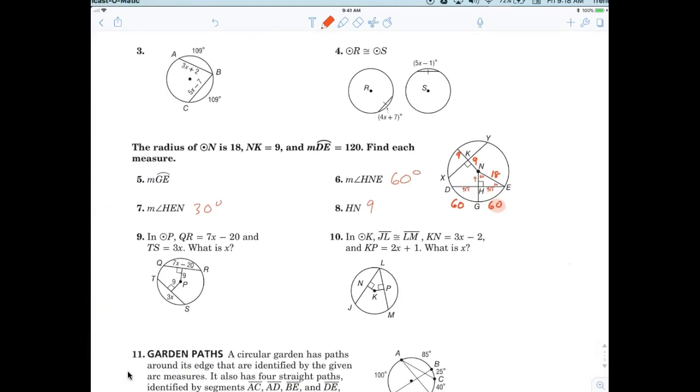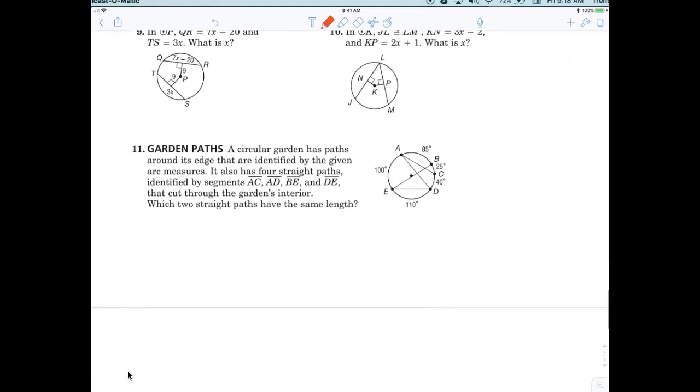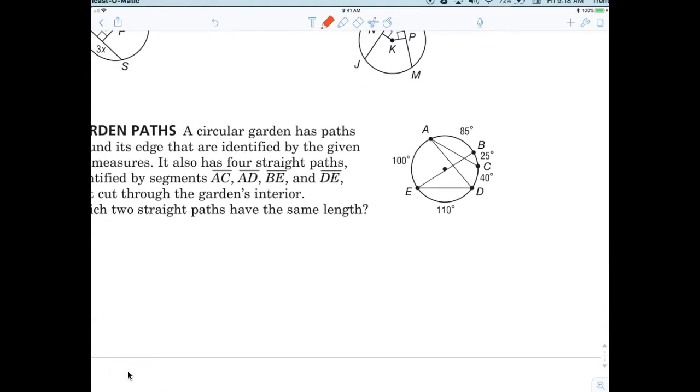Just for 11, just checking. Would it be arc AC and arc EP? Yes. For which one? Yes. 11? Yeah. You confident with that? Yeah.